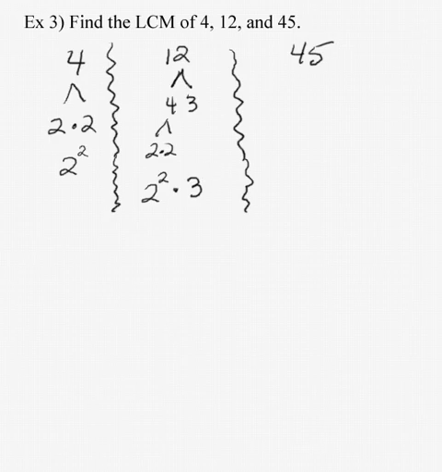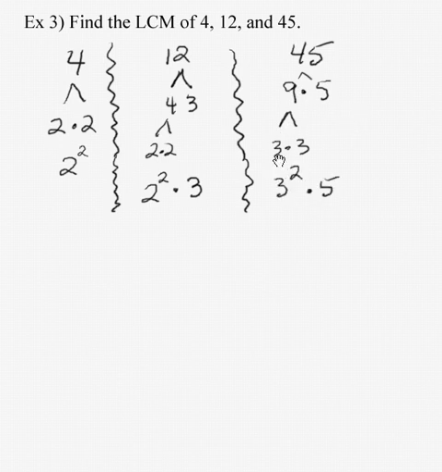For 45, it doesn't matter which two numbers you start with, but if you say 9 times 5, 9 will factor as 3 times 3, and the prime factorization of 45 is 3 squared times 5. Now that we've got them in prime factorization, that's step 1 of the process for least common multiple. Step 2 is to look at this factor list and take the factor that has the largest exponent. Now, as I'm looking at 2 squared and 2 squared, they're the same. If we had 2 squared and 2 cubed, I would have taken the 2 cubed. These are the same, so I'm going to take one of them and ignore the other.